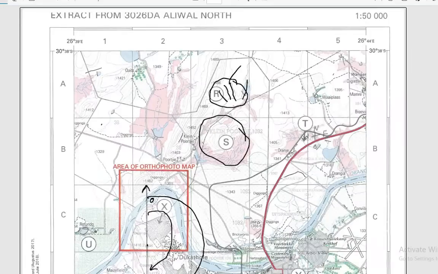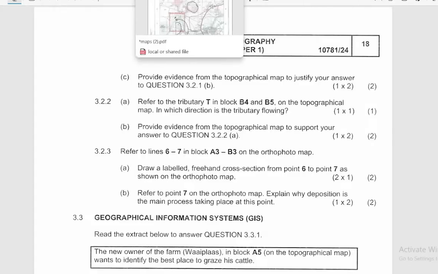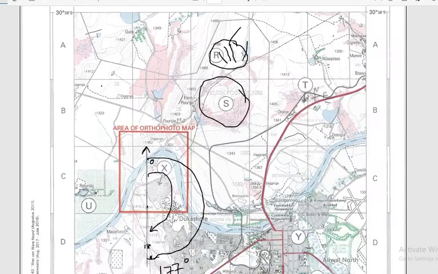Right. Then we go to the next question. Refer to tributary T in block B4 and B5 on the topographic map. In which direction is the tributary flowing? Let's go to the map. T in block B4 and B5. Our T is here. It's a tributary which is flowing in that direction. This one here, as you can see. Which direction is it flowing? This one is flowing towards the southeastern direction. If you can check there, it's going towards the southeastern direction.